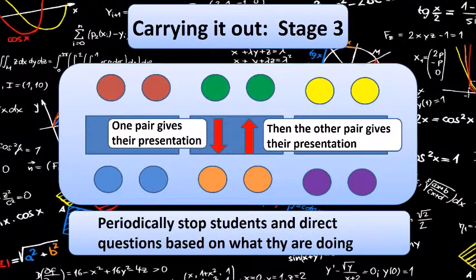Third stage, continue rotating them round clockwise, so each pair continues to face a different pair. They carry on giving the presentations to the different pair and so on. Periodically, make sure that you're stopping the groups, asking directed questions to students to ensure that they're picking up on the key points, and so that you can help get around any misconceptions that they may be picking up.